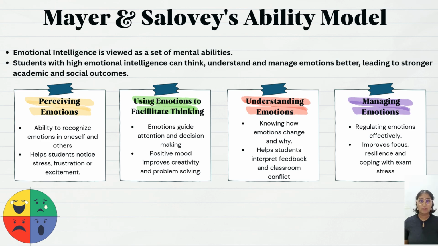First off, I will start with Mayer and Salovey's ability model. In their model, emotional intelligence is viewed as a mental ability. Students with high emotional intelligence can think, understand, and manage emotions better, leading to stronger academic and social outcomes. There are four factors. The first one is perceiving emotions. Students have the ability to recognize emotions in themselves and others. And aside from that, it helps students notice stress, frustrations, or excitement.